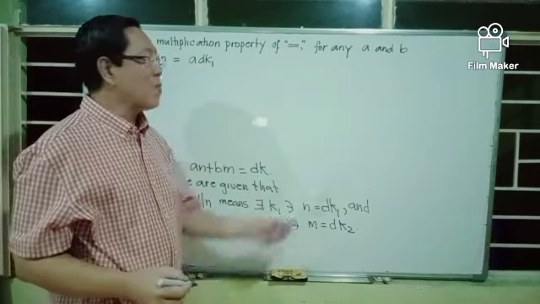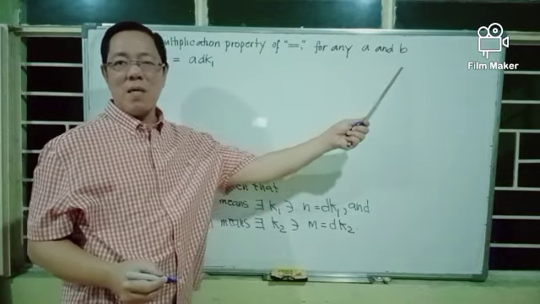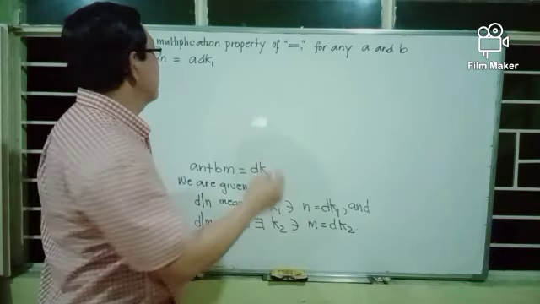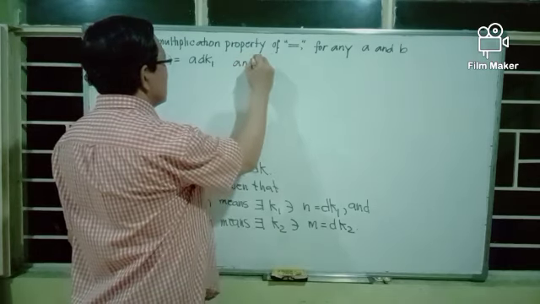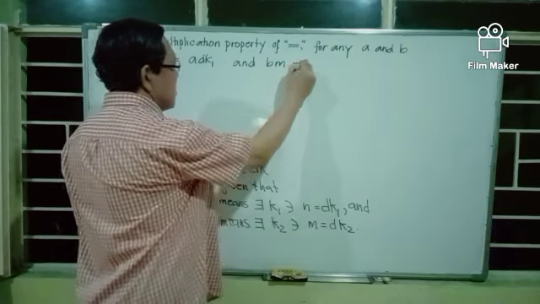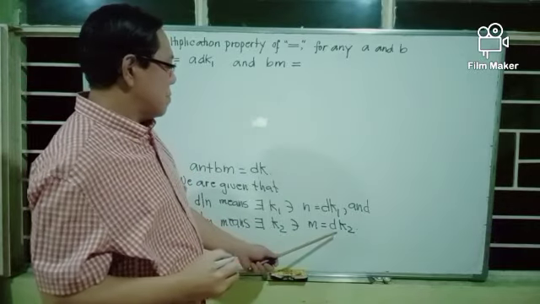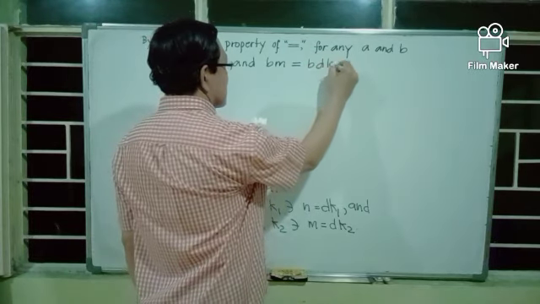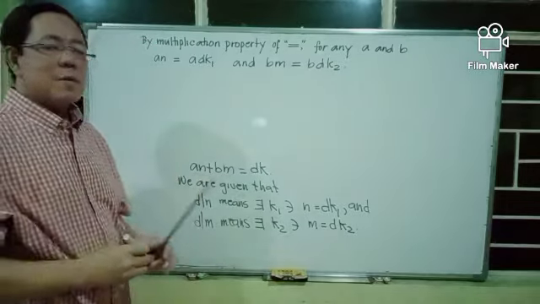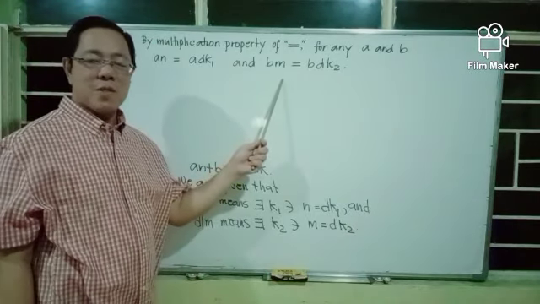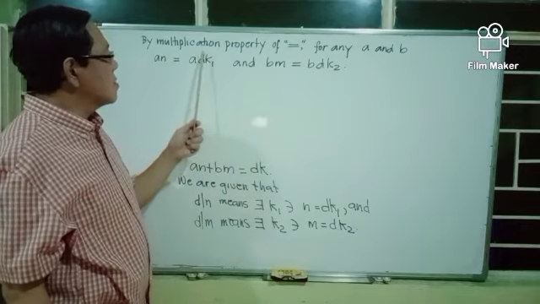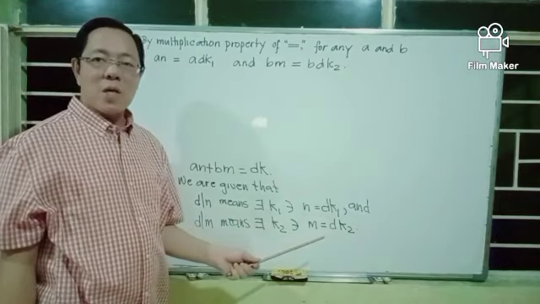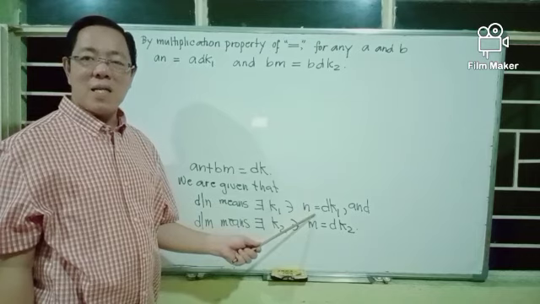And the second equation I will multiply by b, which is an integer. Multiply the left hand side by b, we get bm. bm is equal to b d k2. And these two equations are still true because the multiplication property of equality says that if you multiply both sides of an equation by the same constant, the equality remains true.